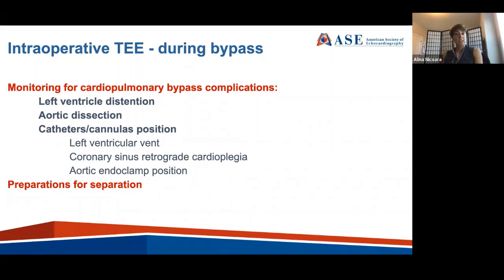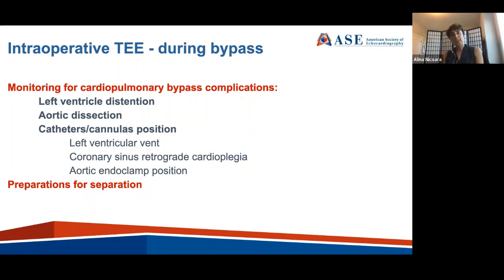Post-bypass, TEE can monitor for cardiopulmonary bypass complications such as the presence of left ventricular distension if there is significant aortic regurgitation, the unfortunate presence of aortic dissection, and can also monitor the presence of various catheters and cannulas that have been placed for the conduct of the cardiopulmonary bypass. So is the left ventricular vent truly going through the mitral valve leaflets? Is the coronary sinus retrograde cardioplegia catheter in the right place? You can actually monitor the delivery of the cardioplegia solution.